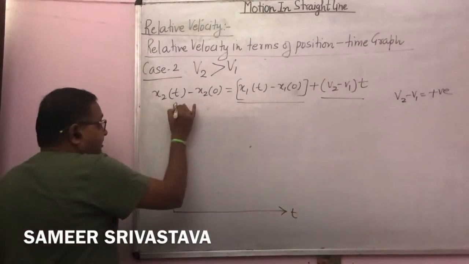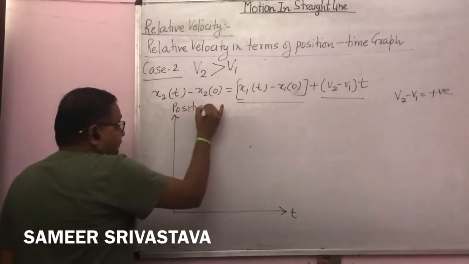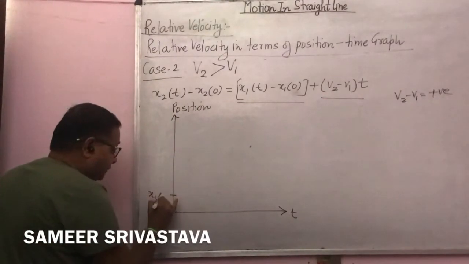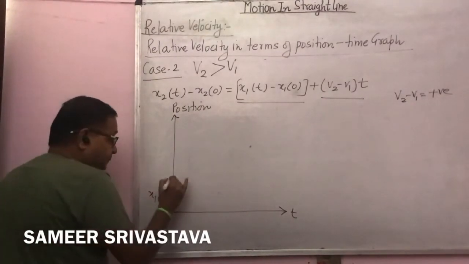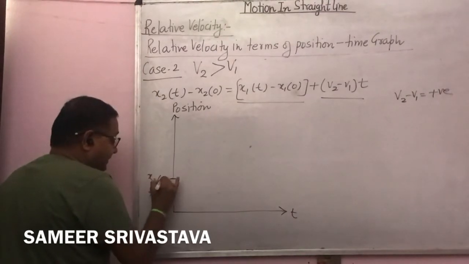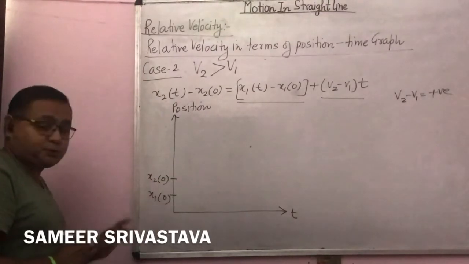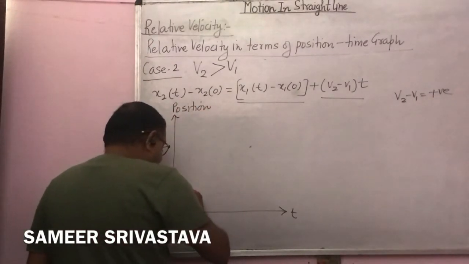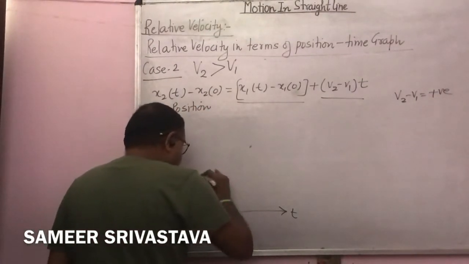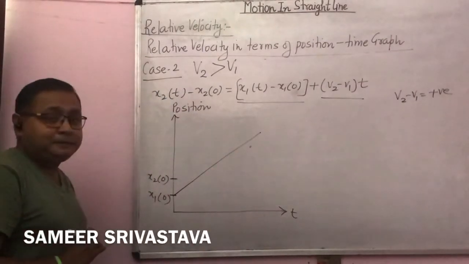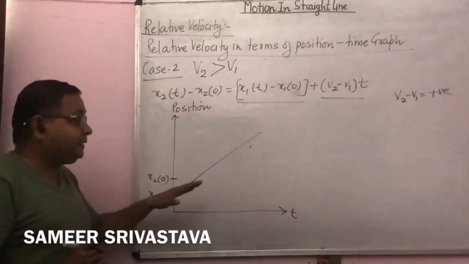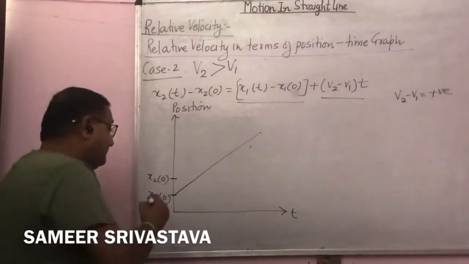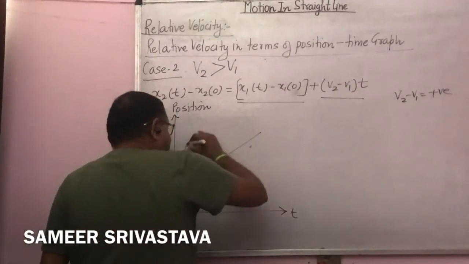This is a position-time graph for the case of relative velocity. Suppose the position of the first object is initially here and the position of the second object is initially here, x1 0 and x2 0. With the help of this equation, if the first object is moving like this, but the second object's speed is more than the first object's speed, in that condition the graph is like this.